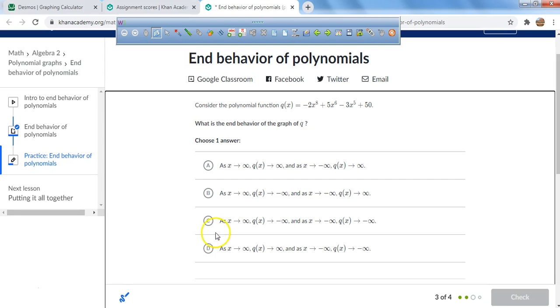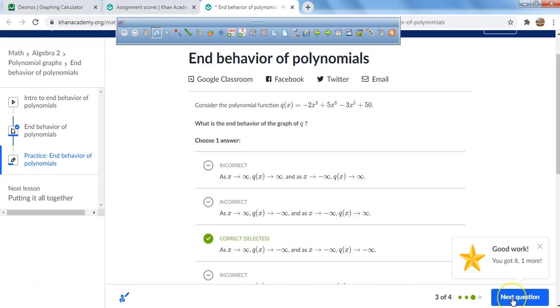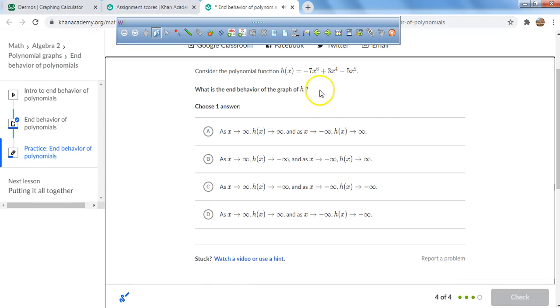All right, go ahead and select it. Boom, got it. All right, here we go. Let's look at this one. Ooh, that's negative, and that's even. So dadgummit, it's the same answer. So negative, everything's going down. Yep, so here we go. As x approaches positive infinity, y is going to negative infinity. As x approaches negative infinity, y is going to negative infinity. And it's going to be the same answer because that's negative and that's even.